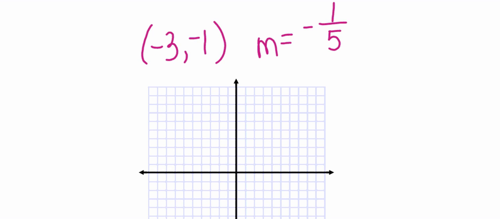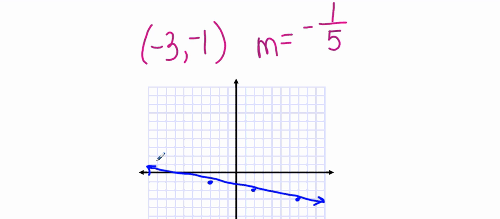I have the ordered pair -3, -1, so I'm going to start off by plotting my point to the left 3 and down 1. And for my slope, I'm going to move down 1 and to the right 5. And I'll do that one more time so that I have 3 points connected together to make my straight line.